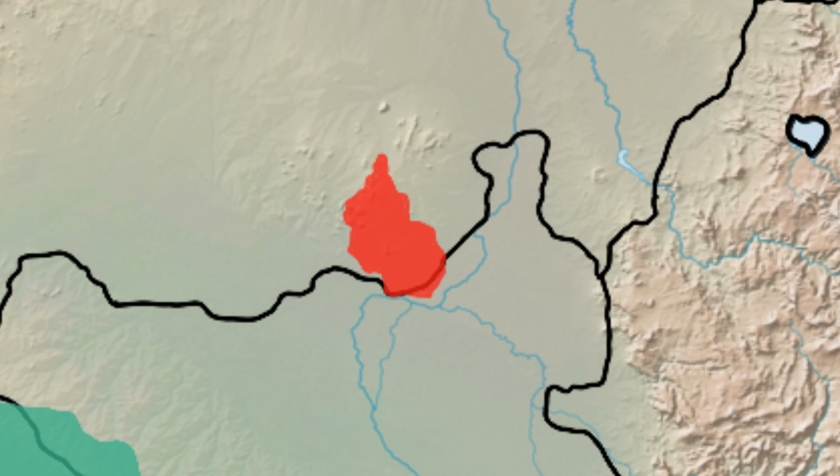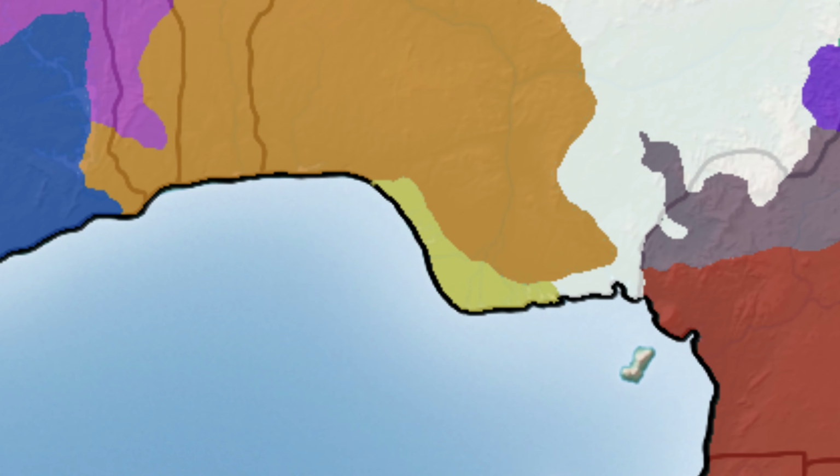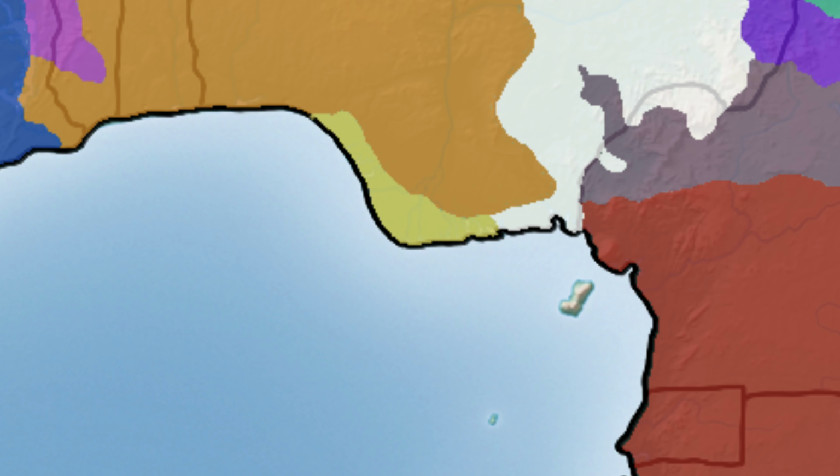Finally, the core Dafarian languages in bright red, Dogon languages in dark green, and Ijoid languages in yellow are small subfamilies that are heavily disputed to be in this major family.